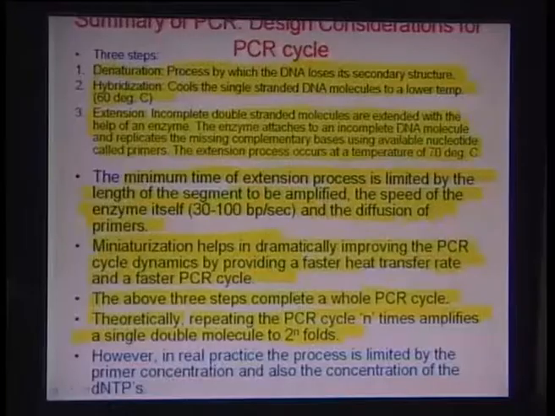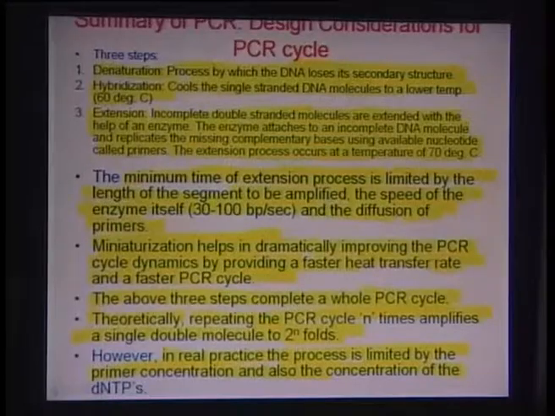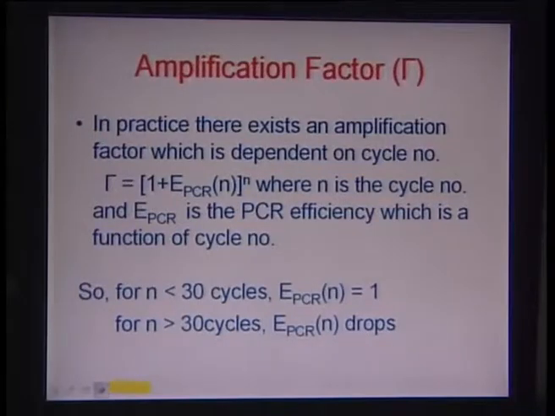So therefore in real practice the process is limited by the primer concentration, also the concentration of the dNTPs, and the diffusion rate by which the molecules transport within the solution. So there is an important factor here called the amplification factor, gamma, which is of some importance. In practice there exists an amplification factor which is also dependent on the cycle number.